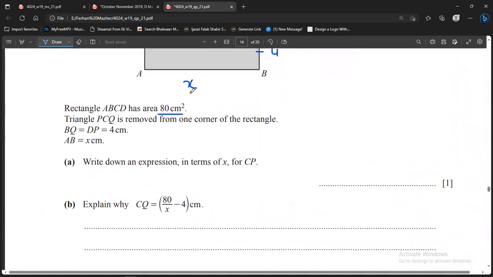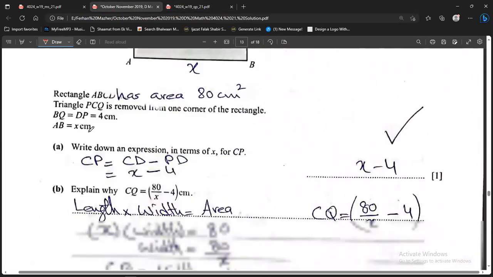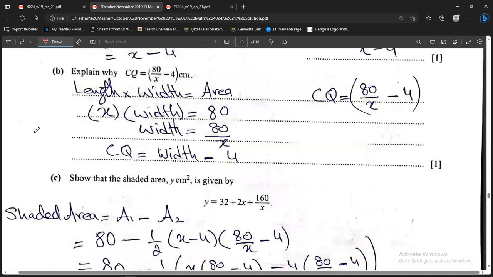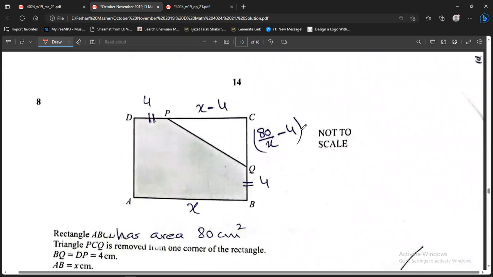Okay, very simple. The area is given, because I don't know the width here. So length multiplied by width is equal to the area. The length is X, the width I don't know, and the area is 80. So the width will be equal to 80 divided by X. So CQ will be the width minus 4. So that is 80 by X minus 4. So this CQ will be 80 by X minus 4.